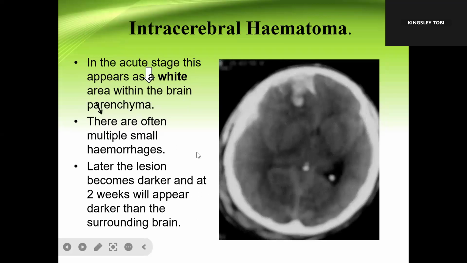Okay, so intracerebral, you look at the white lesion within the substance of the brain parenchyma, and sometimes you can see multiple. Later, once the globin molecule, the hemoglobin, breaks down, it may become darker, but initially you'll see this white area within the brain parenchyma. So this is intracerebral hemorrhage.